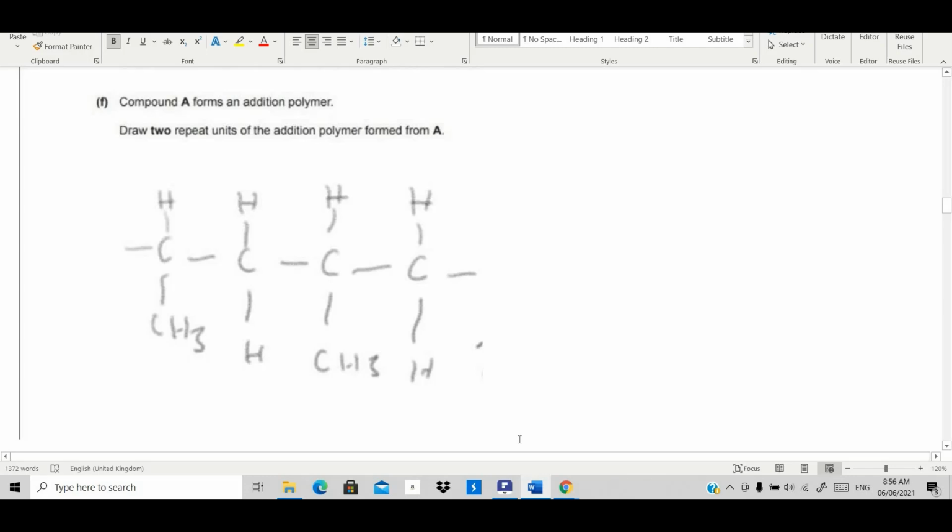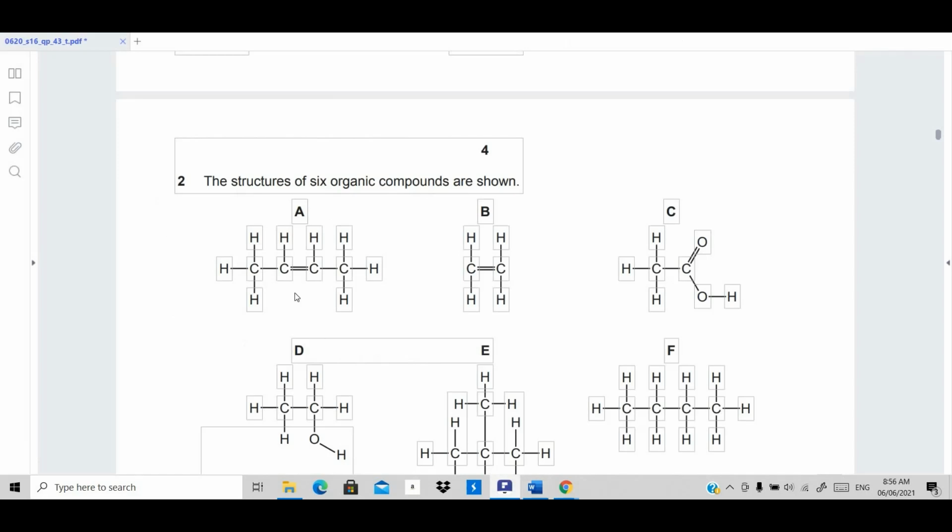Sorry guys. Don't look at the marking scheme here, I'll explain it properly. If you can see here, you convert the double bond into a single bond, and you'll get the two repeating units. Now, you need to draw the structure as it is. You're looking at the hydrogen atoms. In this structure, the hydrogen atoms are pointing upwards. Look at this part only.